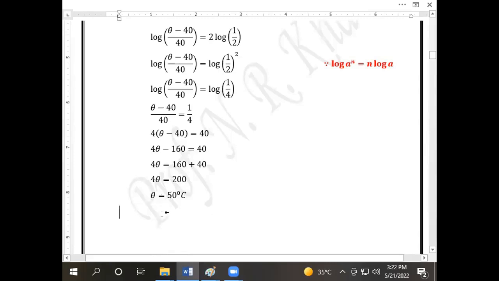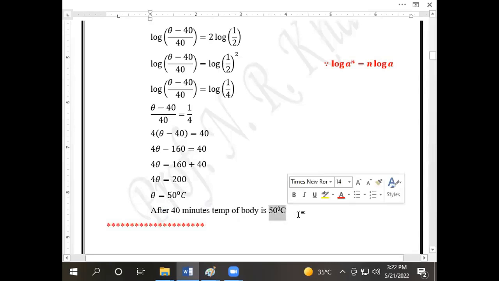It means the temperature of the body after 40 minutes is 50 degrees Celsius. So in this way, we can find the temperature of the body at any time. And if the temperature of the body is defined, we can find the time required to cool the body to that temperature.